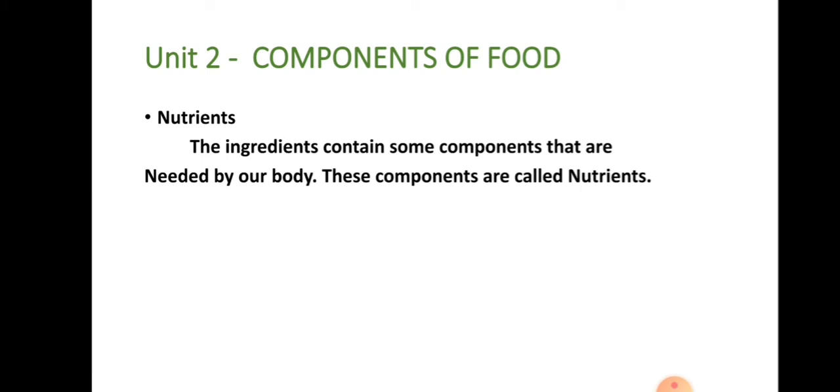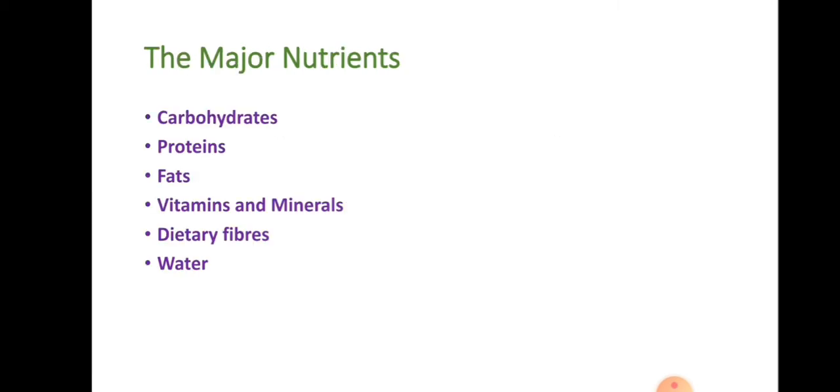These components are called nutrients. Only these components are called nutrients. Okay, children. And the next one, the major nutrients. The major nutrients in our food are named as carbohydrates, proteins, fats, vitamins and minerals. These are the major nutrients in our ingredients. And also in addition, dietary fibers and water are added.